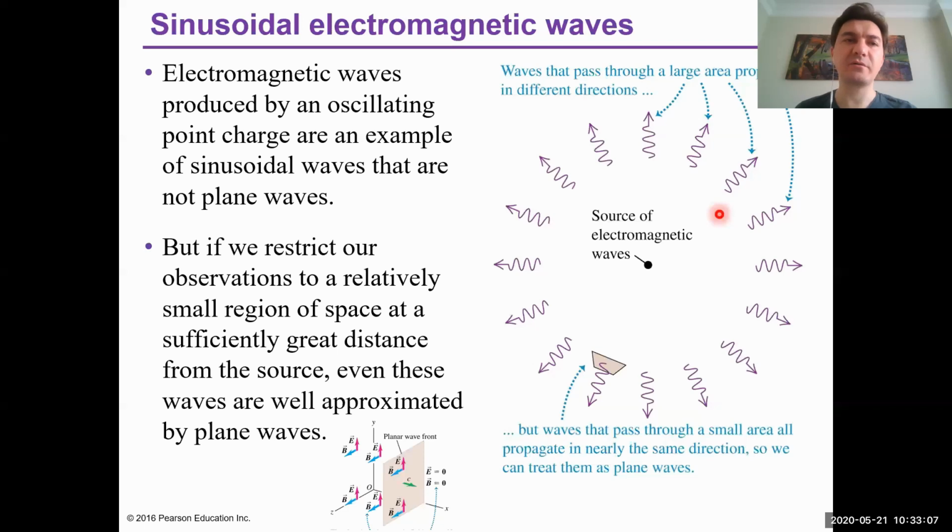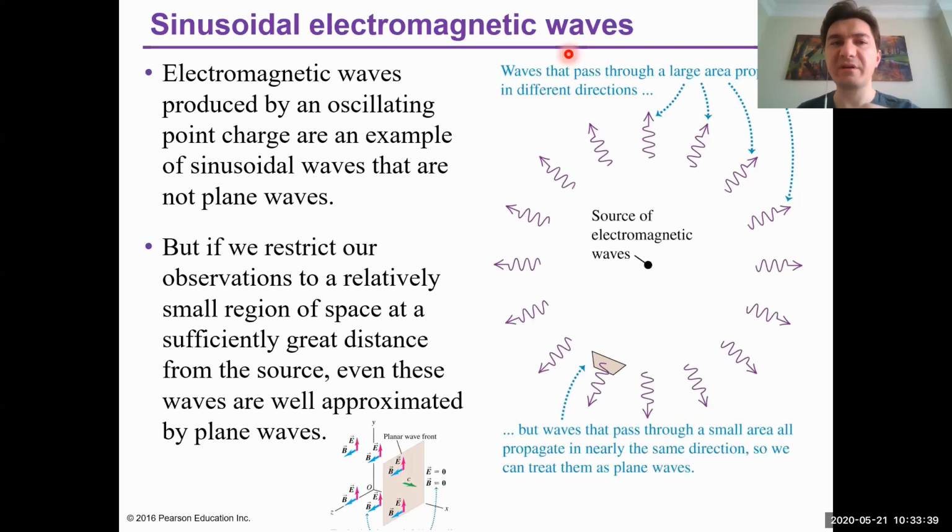Let's start with the sinusoidal electromagnetic waves. During the last lecture, we saw plane electromagnetic waves. You can check your lecture notes. What we learned is that in order to produce electromagnetic radiation, we need an accelerated charge, right? If you accelerate a charge, then it emits electromagnetic radiation.